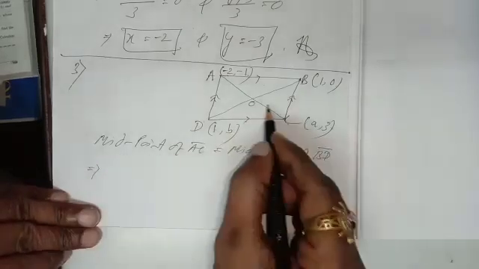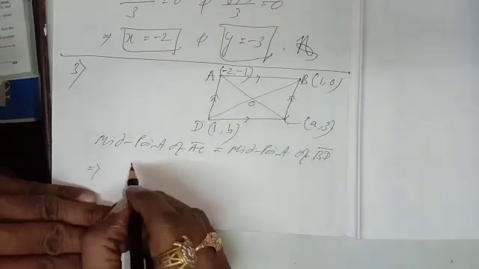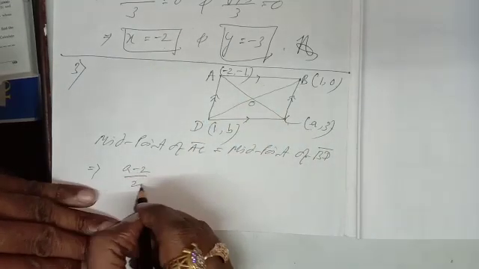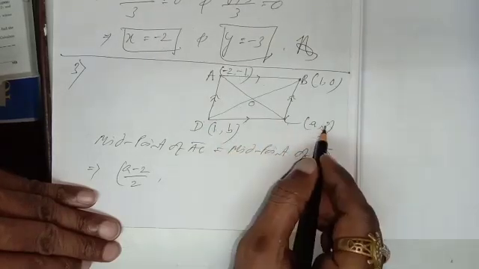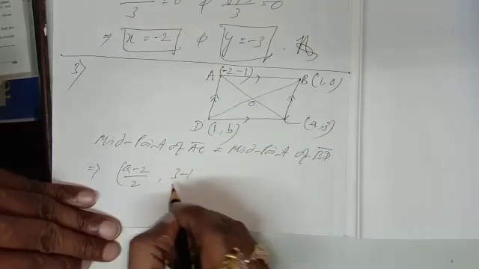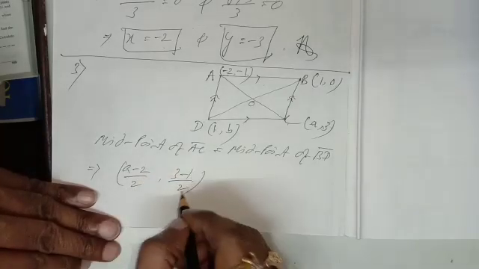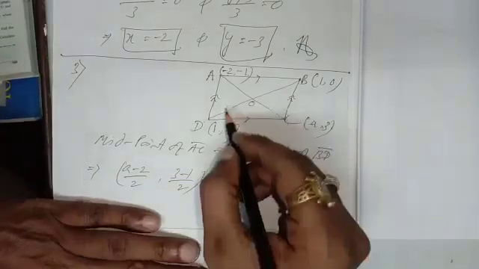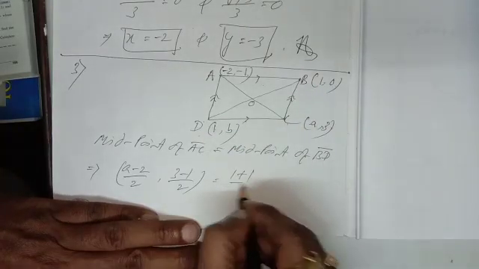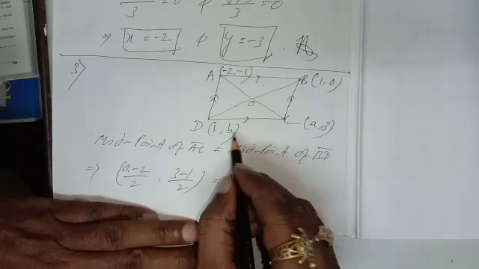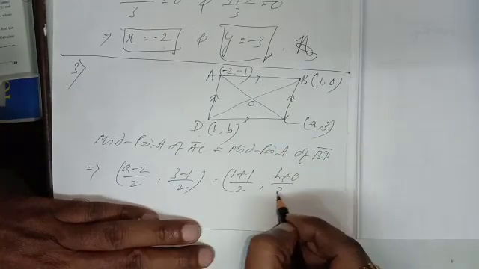The midpoint of AC means what? The midpoint formula is x1 plus x2 by 2, that is a minus 2 by 2, and y1 plus y2 by 2, that is 3 minus 1 by 2. Sum of x coordinates by 2, sum of y coordinates by 2. Same process for the midpoint of BD: 1 plus 1, sum of x coordinates by 2, and sum of y coordinates, that means b plus 0 by 2.